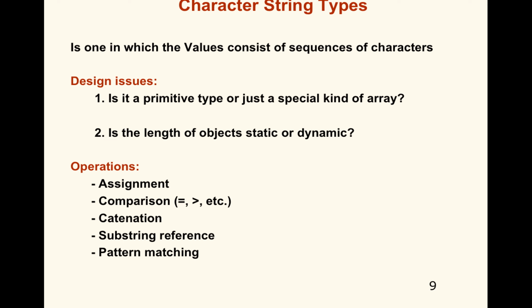It's one in which the values consist of sequences of characters. And then we go back to this design issue, which, just to reiterate the point one more time, is more like a consideration or an implementation detail. How are you going to design it? The first question is, are you going to make it a primitive type, or is it just going to be some kind of special type of an array?